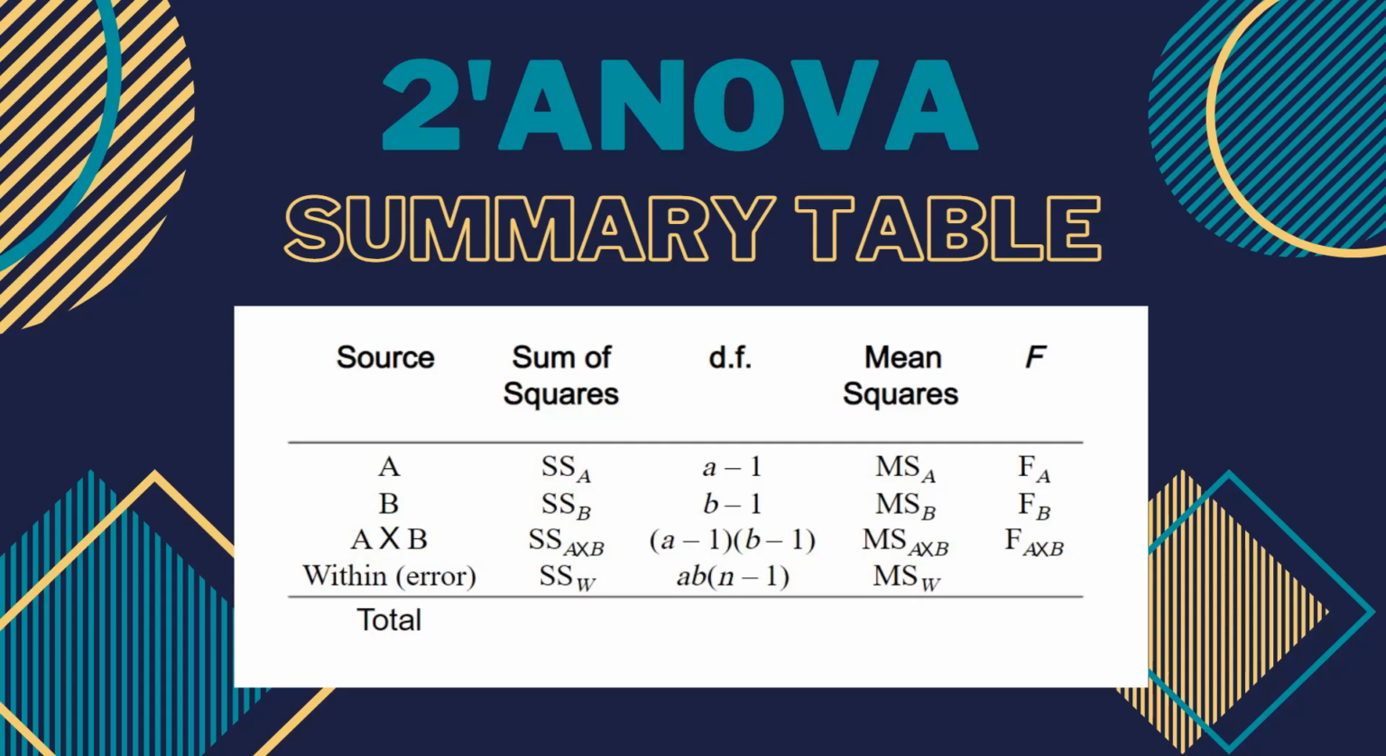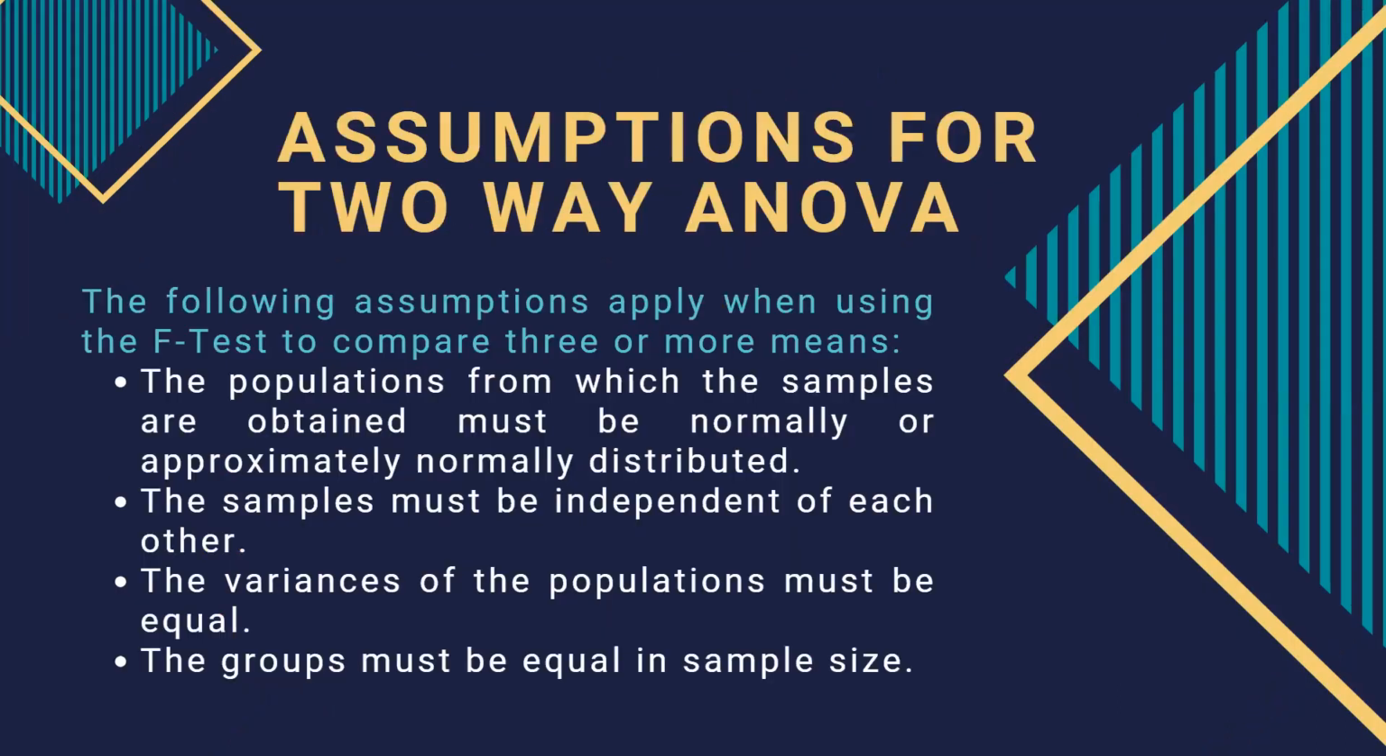Similarly, the value of F is calculated by dividing the mean squares. The assumptions for the two-way ANOVA are the same as those for the one-way ANOVA. The only difference is one addition: the two groups must be equal in sample size.